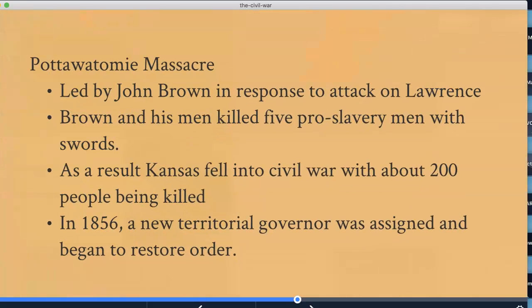You have the Pottawatomie massacre, led by John Brown, who wanted to kill pro-slavery people. Brown and his men killed 5 pro-slavery men. Their whole idea was to bombard this military hold where they had a bunch of artillery and things like that, and create an uprising against the pro-slavery movement. They obviously would fail, and they'd be killed in the act of doing so.